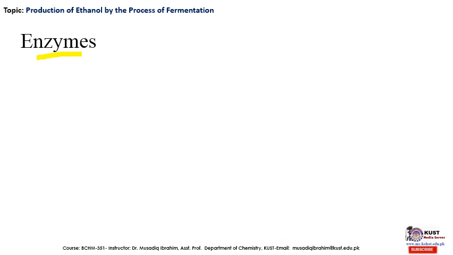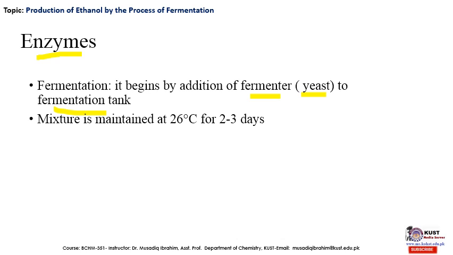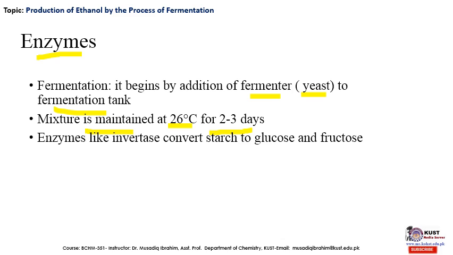Now, the role of enzymes is very important in the process of ethanol production via fermentation. The process of fermentation starts as soon as the fermenter in the form of yeast is added to the fermentation tank. Now the mixture is maintained at 26 centigrade for 2 to 3 days, and enzymes like invertase convert the starch molecules to glucose and fructose, which are the monosaccharides.